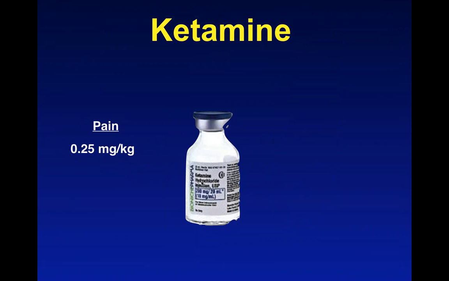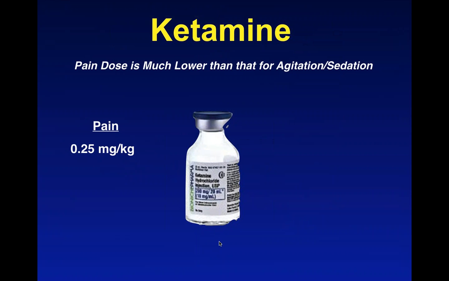This is what we use in the ED. This picture didn't come out so good, sorry. This is the 10 milligrams per ml that we use in the ED. Even at the 10 milligrams per ml dose, if you multiply out by 0.25 mg per kilogram, the volume of ketamine for a pediatric patient for pain is super low. The good thing is that it's very difficult to overdose on ketamine.